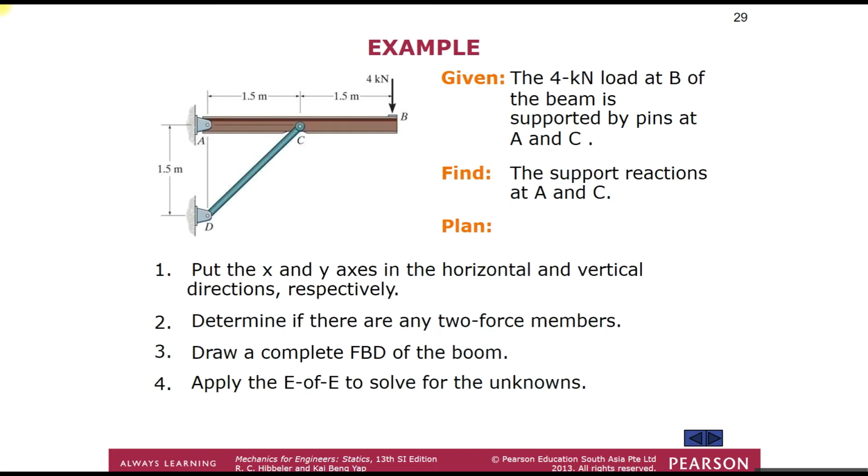Okay, just an example: we have a 4 kN load at point B of the beam, and this beam is supported by pins at A and C. We need to find the support reactions at A and C. First we put the x and y axes in: this would be the x axis, horizontal, and this would be the y axis. Then we determine if there are any two-force members, draw a complete free body diagram of the boom, and apply the equations of equilibrium to solve the unknowns.